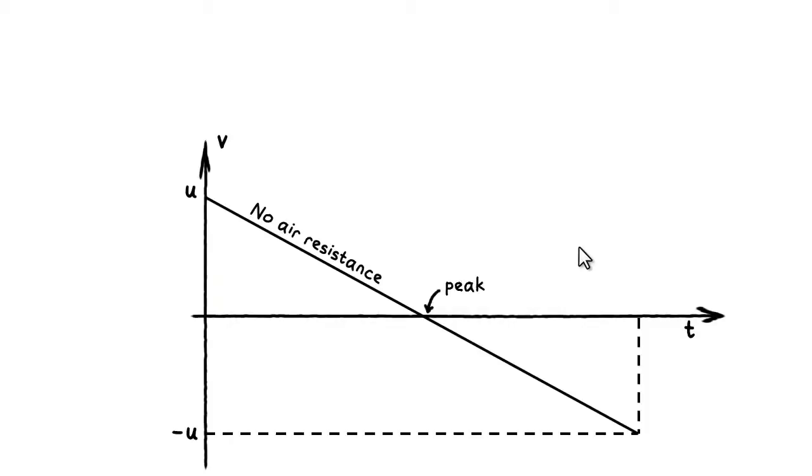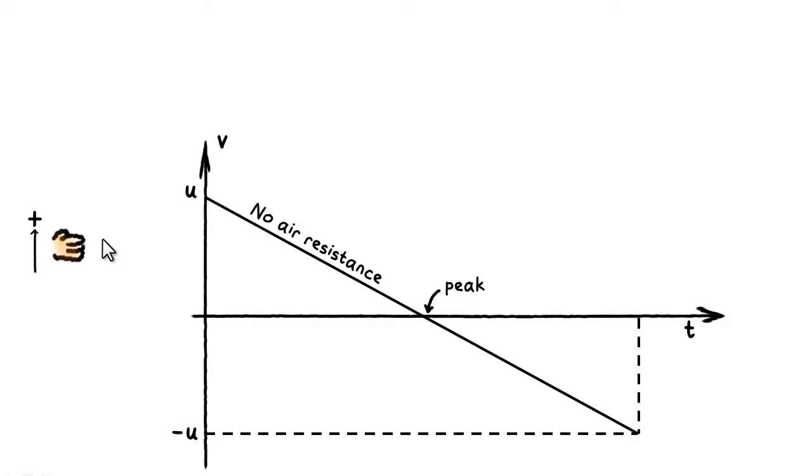Okay, I'll start with the VT graph because it's the most interesting graph. This black line here is the VT graph if there were no air resistance. It's a straight line graph because acceleration is constant, because the only force acting on the ball is mg, which is a constant force. With air resistance, it's not going to be a straight line graph because acceleration is not going to be constant, because the drag force caused by air resistance is not a constant force. In fact, its direction and magnitude are going to change continuously throughout the vertical throw.